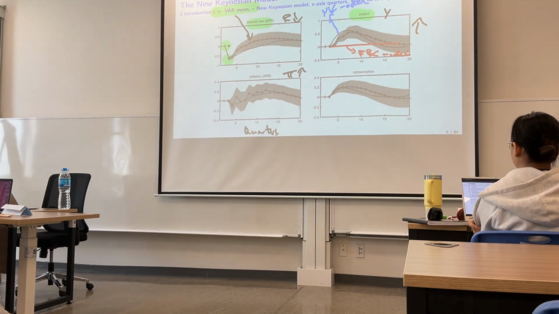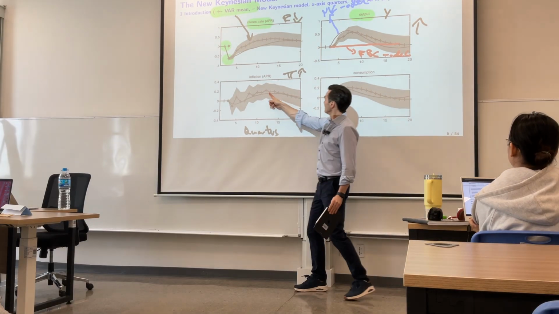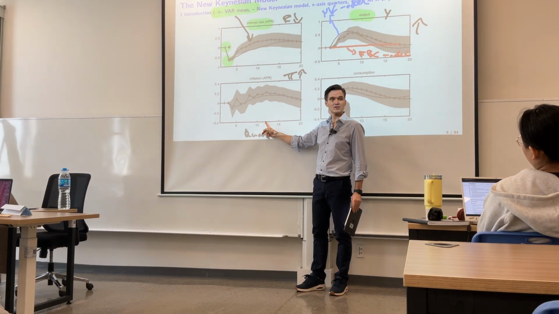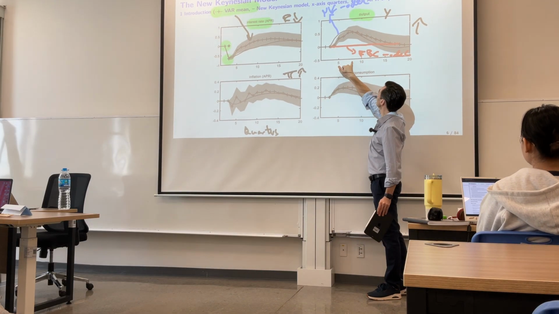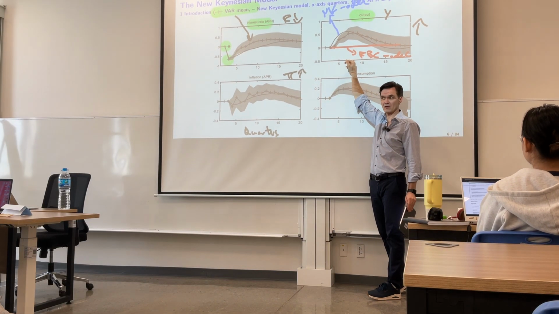And that's exactly what these delayed peaks are, right? So here it can take up to 3 years for the peak effect on inflation to materialize, or 2 years until the peak effect on output occurs.